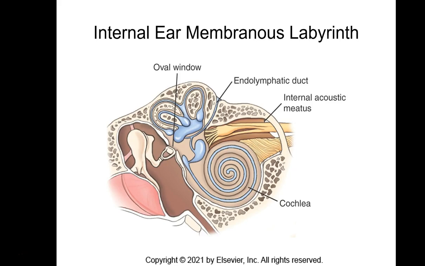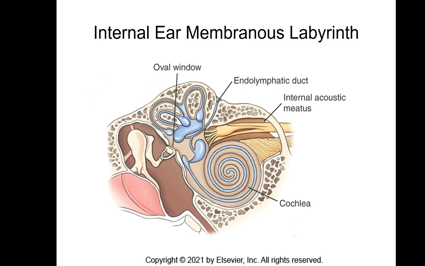The osseous labyrinth is a bony chamber that contains the membranous labyrinth. The membranous labyrinth is a series of intercommunicating ducts and sacs. And you kind of see that depicted in blue here. So the blue is kind of an illustration of your membranous labyrinth.